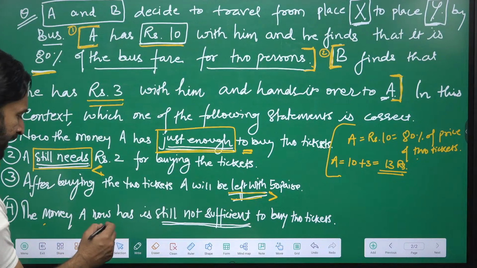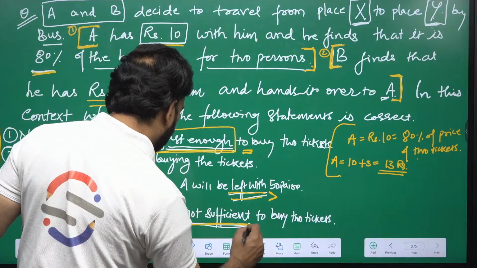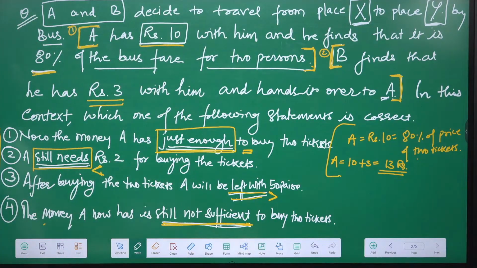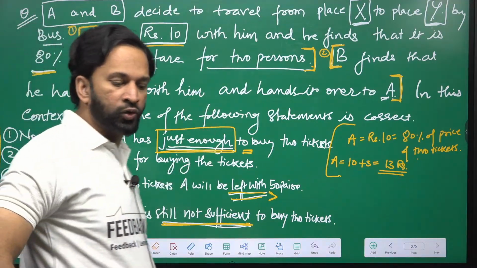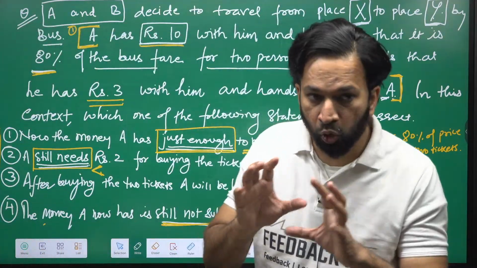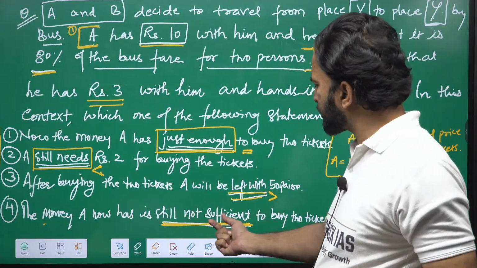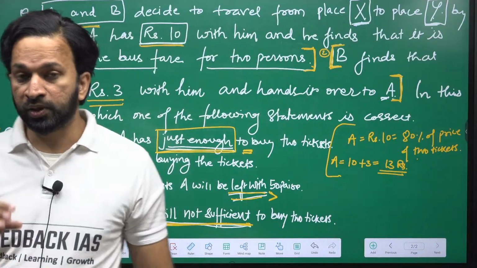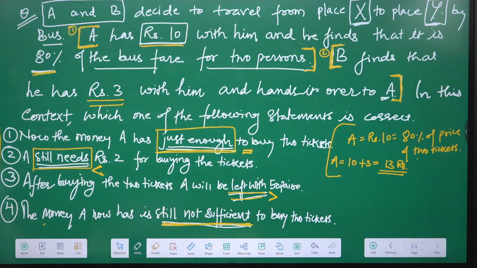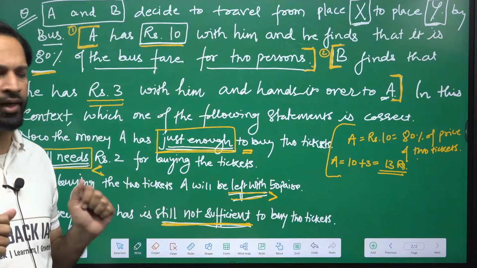The money A now has is still not sufficient. So, still needs and still not sufficient. These are two very close words. So you must be able to differentiate, whether it is the correct answer or not the correct answer.